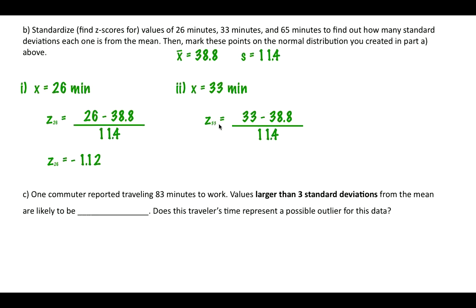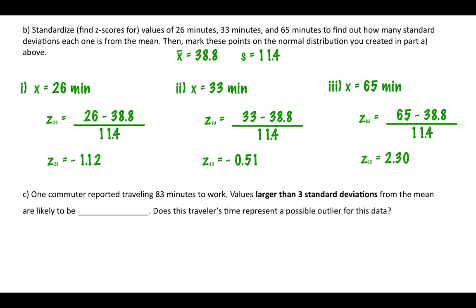And Z33 then is 33 minus the mean divided by the standard deviation. And when we do this calculation, we get negative 0.51. I'm going to suggest at this point that to find Z65, which is X being 65 minutes, you press pause on the video and try this one for yourself. And what you should find now that you've done your calculation is 65 minus 38.8 divided by 11.4, you should have had 2.30.